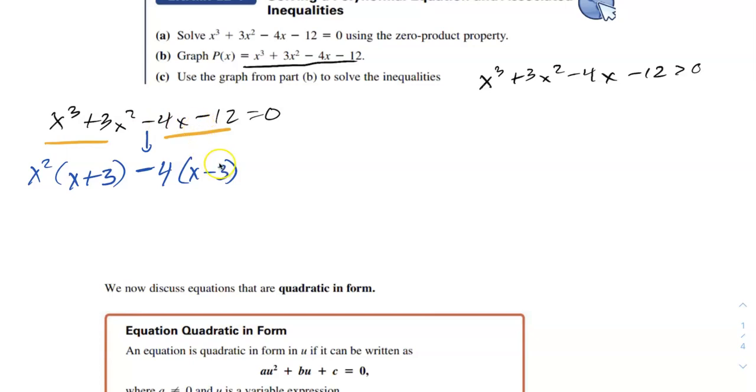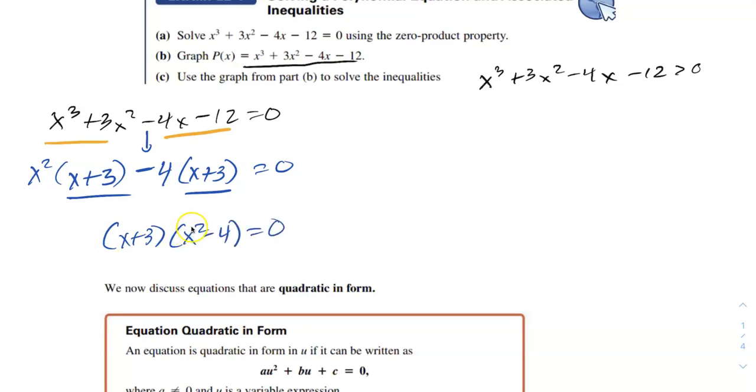Actually, let me fix that real quick. It's negative 12 divided by negative 4, remember, you're dividing by this guy. So that becomes a positive 3. And now these match. Don't forget the sides, so equals 0. And now that these match, you can factor those out, and you get x plus 3, x squared minus 4 equals 0.